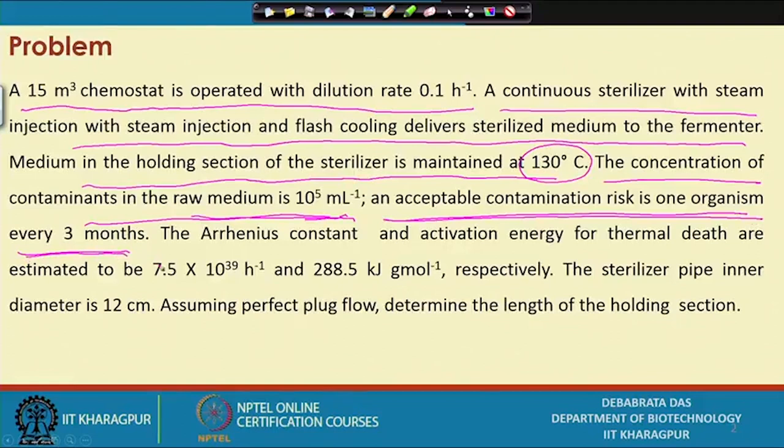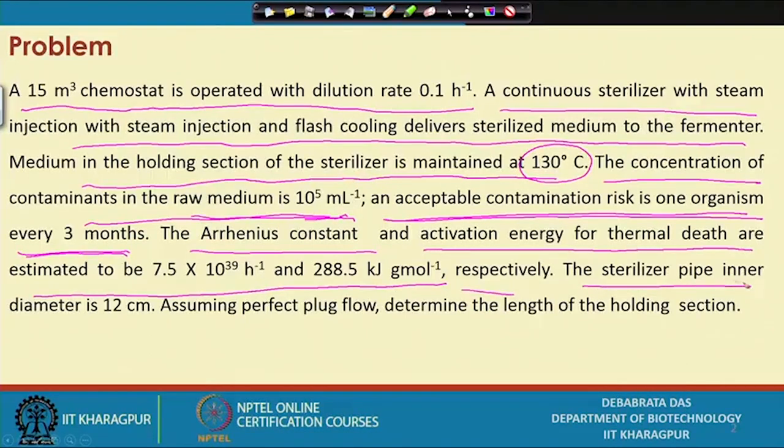So, we can easily find out, we know the flow rate, we know that we can find out how much organism one organism will be allowing in this particular sterilization process. The Arrhenius constant and activation energy for the thermal death rate constant are estimated to be the two values given respectively, and sterilizer pipe inner diameter is 12 centimeter, and assume the perfect plug flow, determine the length of the holding section. So, this is the problem that we have given, and let us see how we can solve this problem.